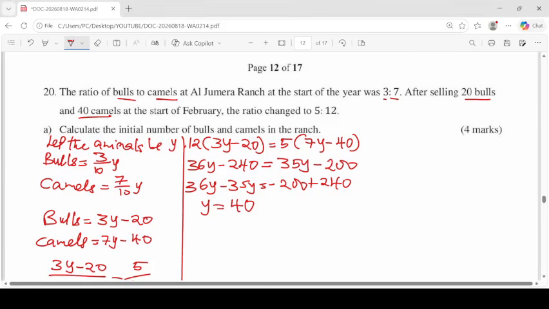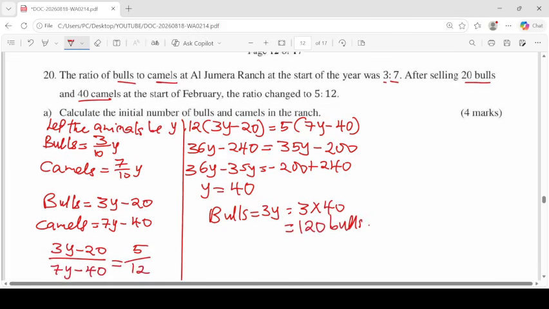So after getting the value of y is 40, now here we need to become a bit serious on it. Let's get the initial number of bulls, because the ratio was 3:7. If the total number of animals were y, then to get the number of bulls, it is 3y. So this will be 3 times 40. This gives you 120 bulls.